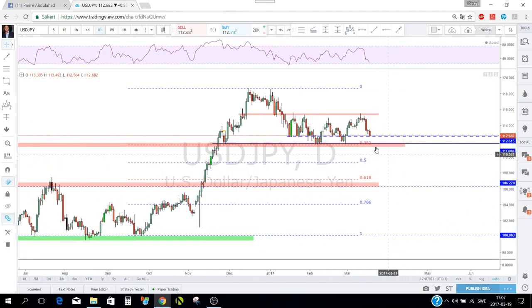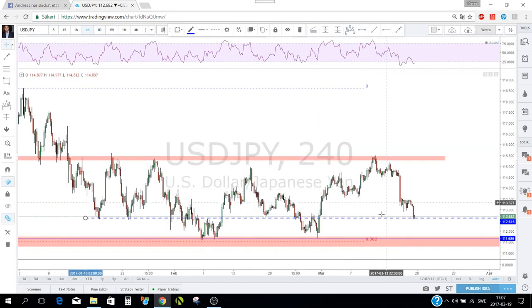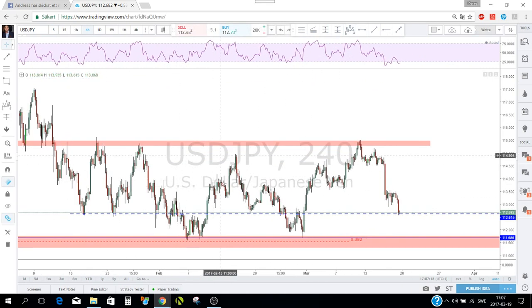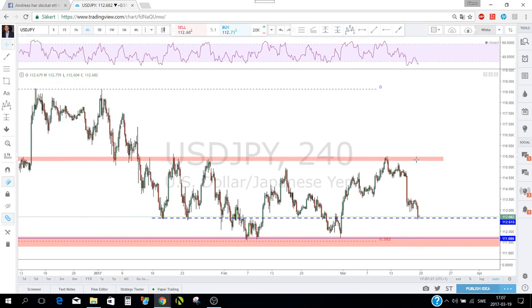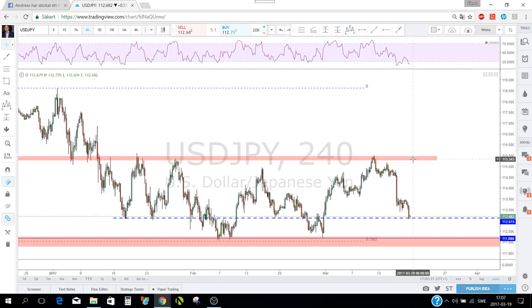So for me, two levels, this one up here and this one down here, where I've been looking for possibilities to keep trading this range. As you see, we've been ranging for a while here. So I will keep buying these lows and selling these highs until it gives us a reason to stop doing that. Okay.